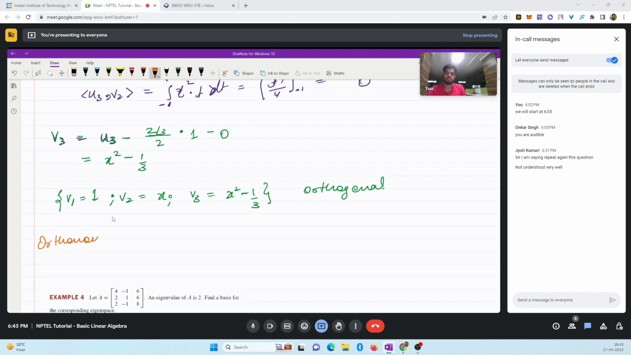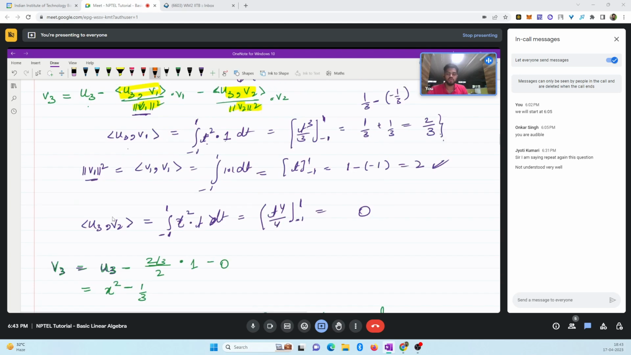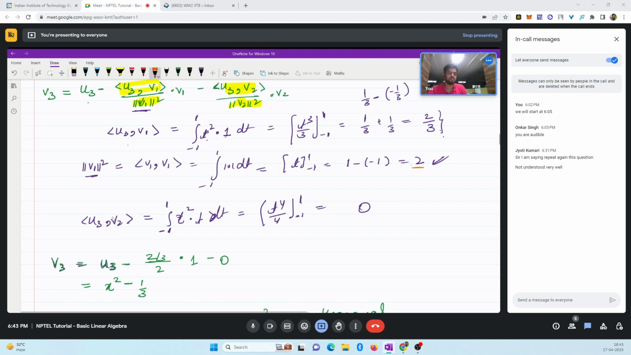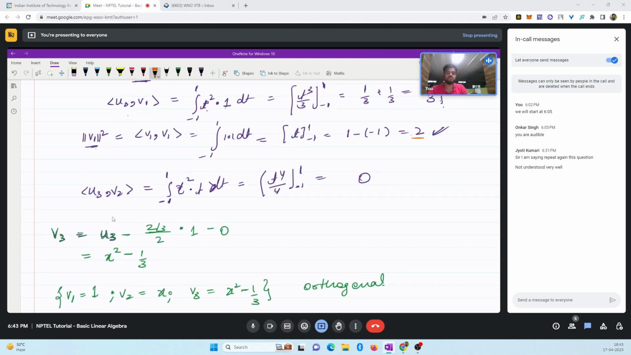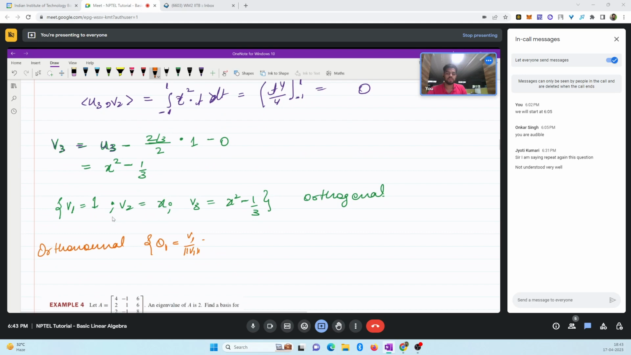V1 by mod V1, V2 by mod V2, and V3 by mod V3. Let's call it O1. So what will it be? v1 by norm of v1. We already calculated the norm of v1, it was 2, right? This is norm of v1 squared, so what will this be? This will be 1 by square root of 2.